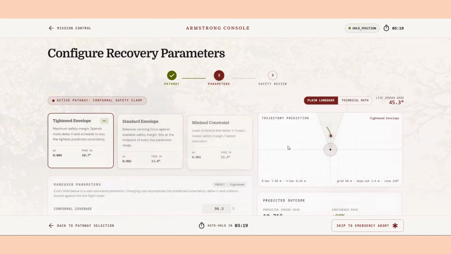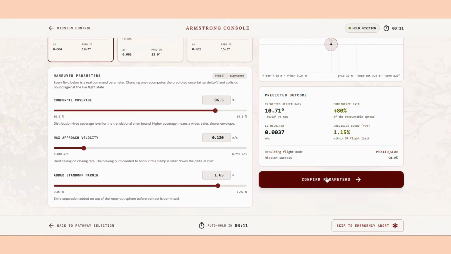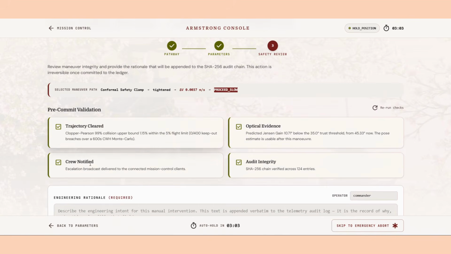After I choose my recommendation, I can again change it. I can see the trajectory, the predicted Jensen gain, the collision bound, and everything. After I confirm the parameters, the docking has successfully happened as the Jensen gain has reduced, so we can proceed slowly to dock. The pre-commit validation, like trajectory clearance, is done, the crew gets notified, and even the SHA-256 is audited.